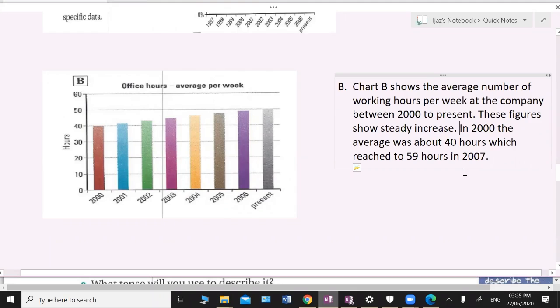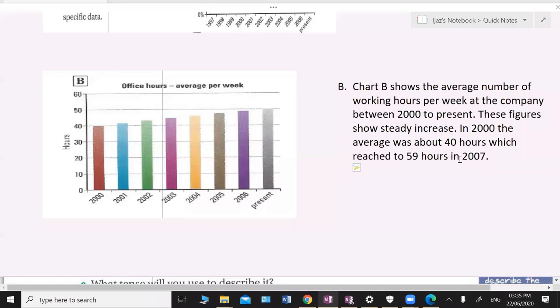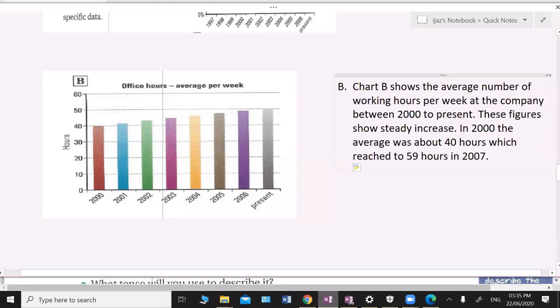Okay, 50 hours. Okay, that's right. Was about 40 hours, which reached to 50 hours. Thank you. 50 hours in 2007, reached to 50 hours. At present, you can say present. It's like that. So if we write a few more sentences, we will have our complete answer.